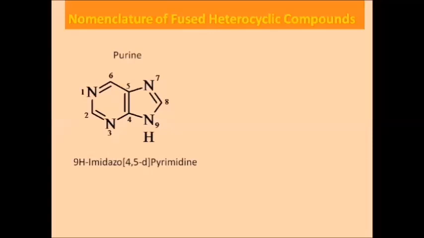Today we will discuss the nomenclature of fused heterocyclic compounds. Here is an example. This is the structure of purine and this is the IUPAC name of purine. In the IUPAC name we can see that 4,5-d is written in the big bracket. So why and from where did 4,5-d come, and why is d written?